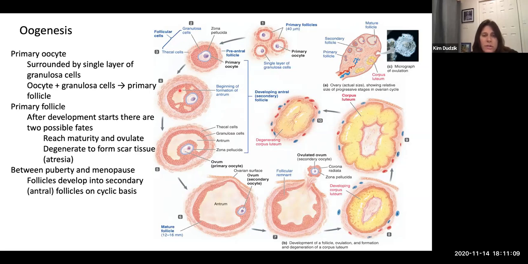But notice that fluid now is beginning to develop between the other granulosa cells. And then on the very outer edge are thecal cells. And so this whole structure, again, is called the secondary follicle. Okay, and here's your oocyte inside of there, still hasn't completed its first meiotic division yet, so it's still a primary oocyte. Then again, only one of these secondary follicles continues its maturation.